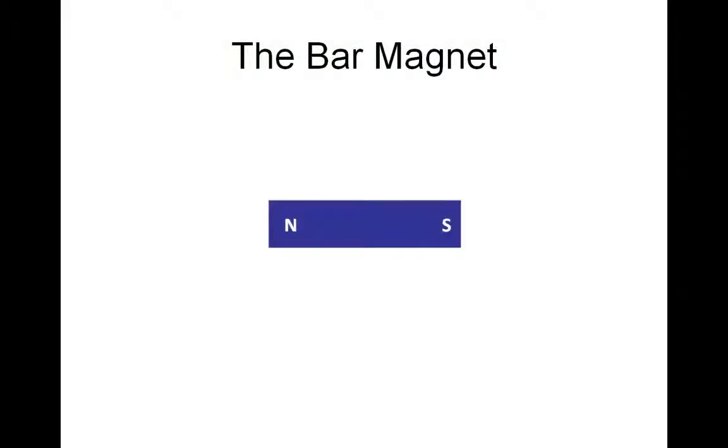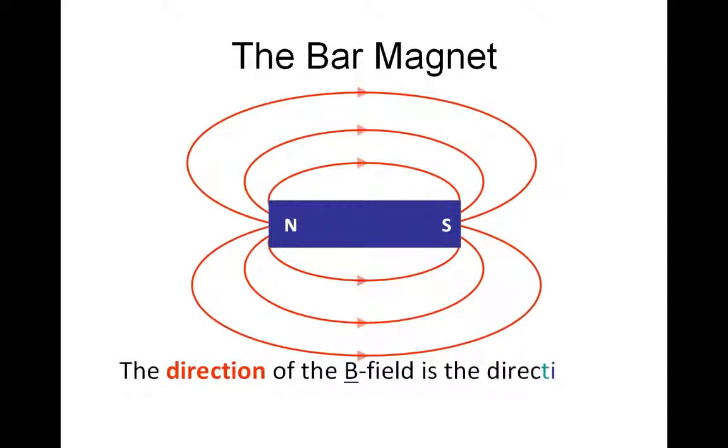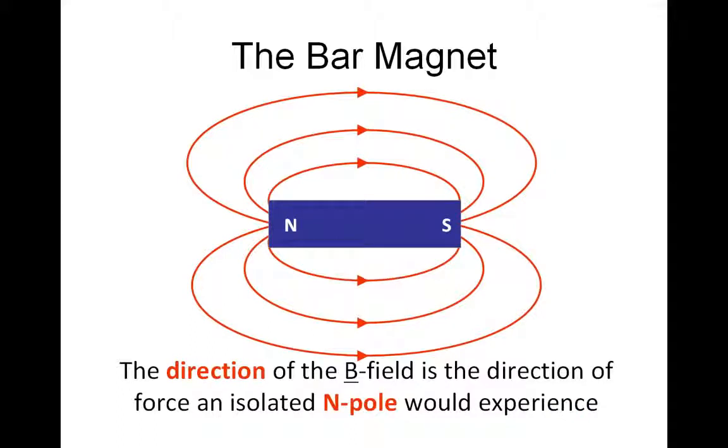We'll start by looking at the bar magnet, the field around a bar magnet, and it's the usual butterfly shape, but the important thing here is the direction of the field. And the direction of the B field is always the direction of force that an isolated north pole would feel. So in other words, the field lines flow from the North Pole to the South Pole.